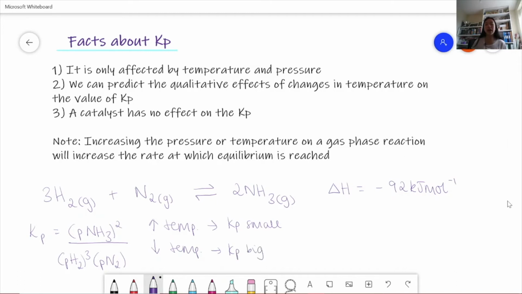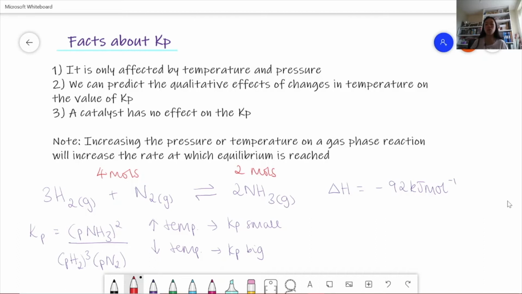And now when we look at pressure, first we count up how many moles of gas we have on each side. So on the left we have 4 moles, and on the right we have 2 moles. And so that means that when we increase the pressure, because the equilibrium shifts to decrease the pressure, it favours the side with the least moles. So that means it shifts to the right, so it favours the forward reaction.